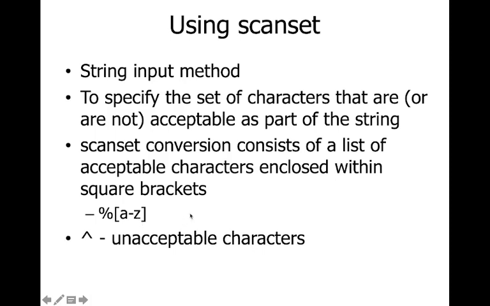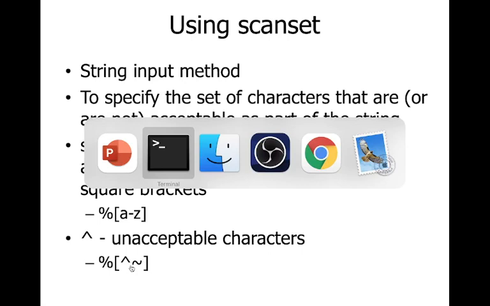Then we can also use unacceptable characters with this hat symbol. For example, if you mention percentage within square brackets with a hat, you are mentioning the hat symbol. This means whenever that symbol occurs, the scanning will stop. So we will see an example.